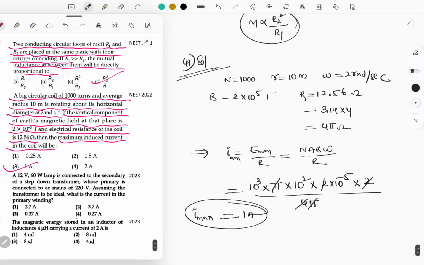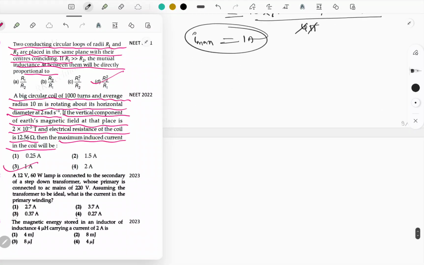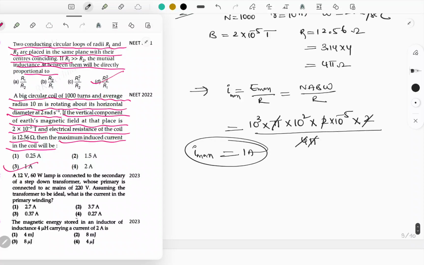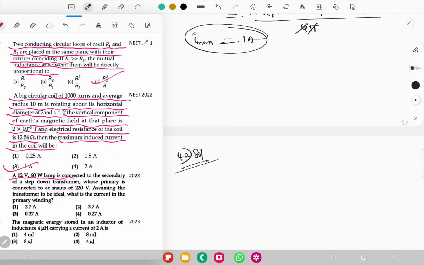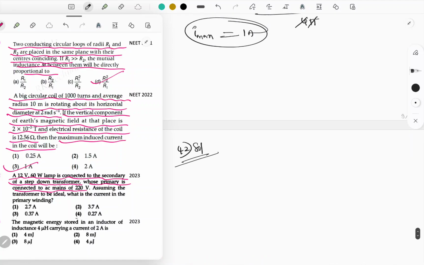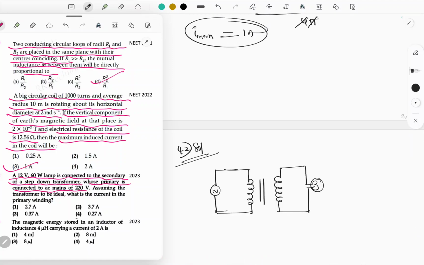Got it? Okay, so let's try another question. Question number 42. Let me read it out. A 12 volt 60 watt lamp is connected to the secondary of a step down transformer whose primary is connected to AC mains 220 volts. Let me draw the circuit.